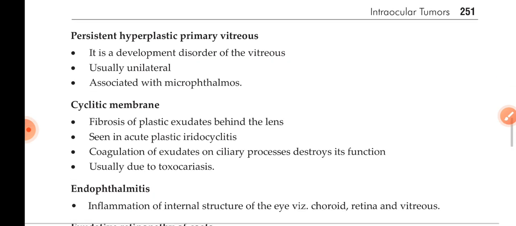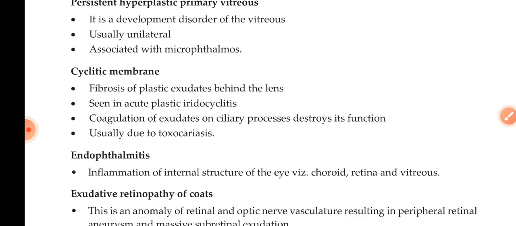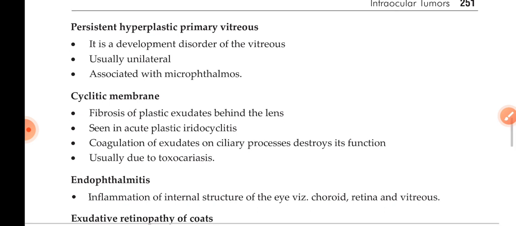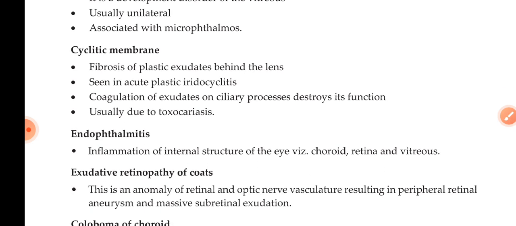Persistent hyperplastic primary vitreous. Okay, it is a developmental disorder of the vitreous, usually unilateral, associated with microphthalmos. Means vitreous fluid is not developed. That's why the eye will shrink. That is microphthalmos. Okay, cyclitic membrane. It is a fibrosis of plastic exudates behind the lens. Okay. Seen in acute plastic iridocyclitis, coagulation of exudates on ciliary process destroys its function, usually due to toxocariasis.